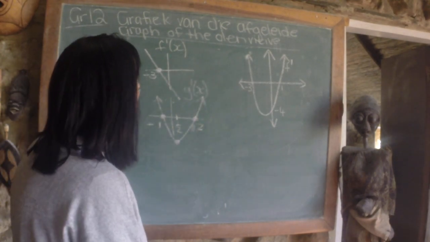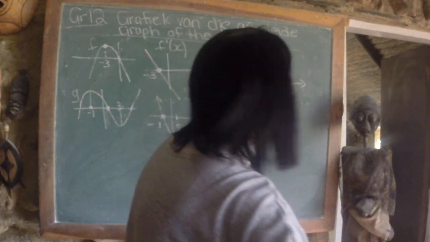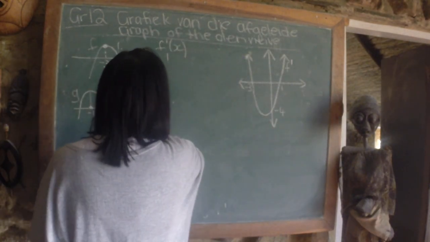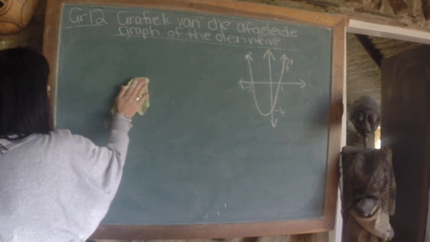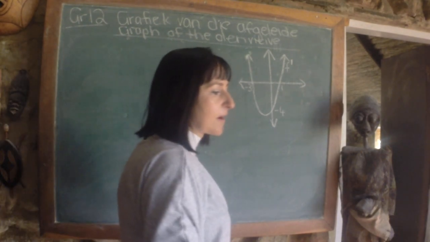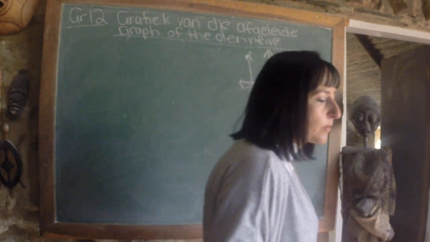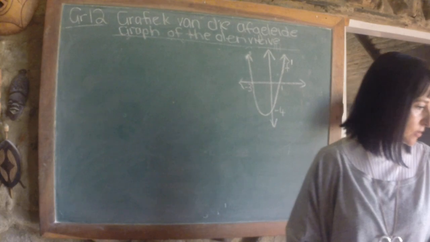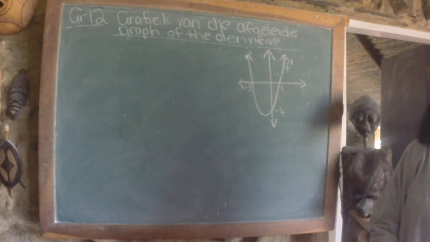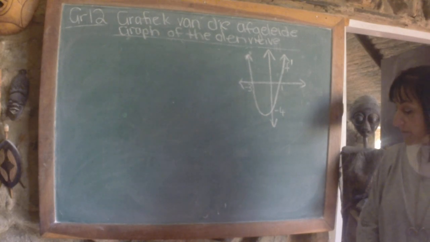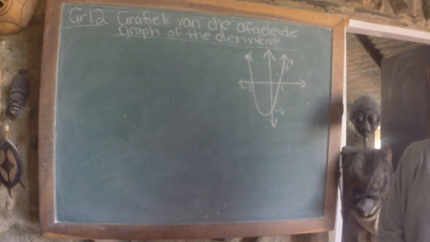Goed, kom ons gaan terug en ons gaan kyk na hierdie prentjie. Daai is 'n prentjie van 'n parabool, en ons sien dat hierdie prentjie is van my afgeleide funksie. So they're going to ask me a few questions regarding the derivative function. First question, what's the gradient of f? Now f is the original function at the point where x equals 0.